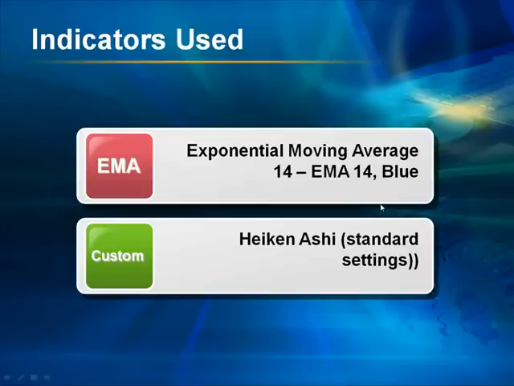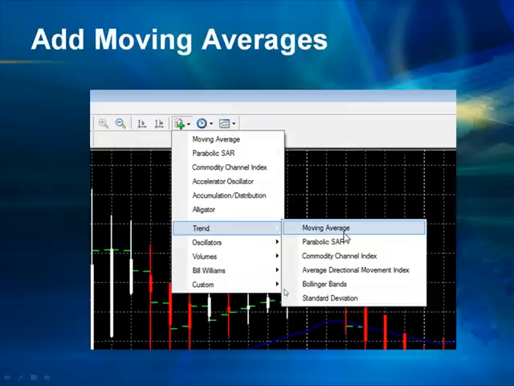We're going to use an exponential moving average. A 14-period EMA in blue color is what I'm going to add to the charts. And then we're going to use a custom indicator, or at least it's listed as custom in MetaTrader, the Heiken Ashi indicator, and I'll show you what that is in just 1 second.